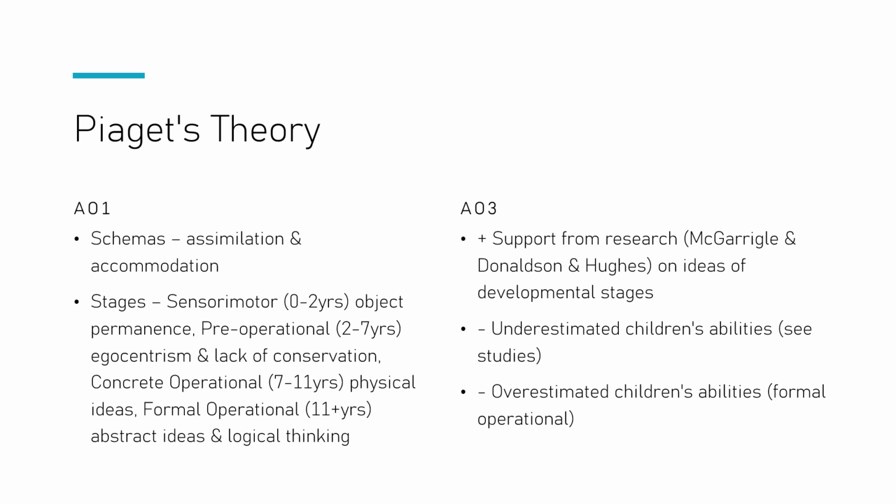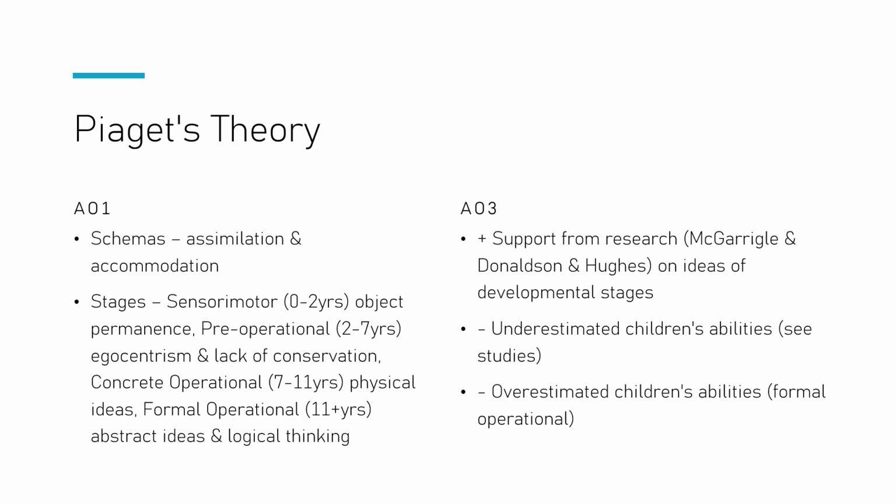You've then got the pre-operational stage. So this is between 2 and 7 years. At this point, the child is egocentric, and so they have egocentrism and they lack conservation. We'll look later on at the two named studies in this topic. You need to know about the aim, method, results and conclusion, and evaluation of two particular studies.